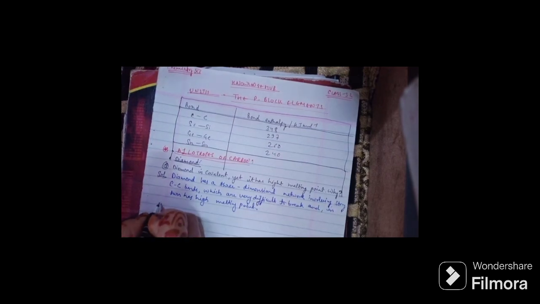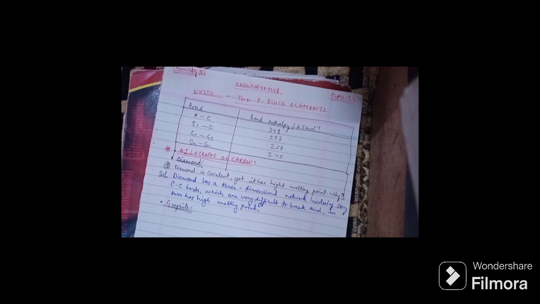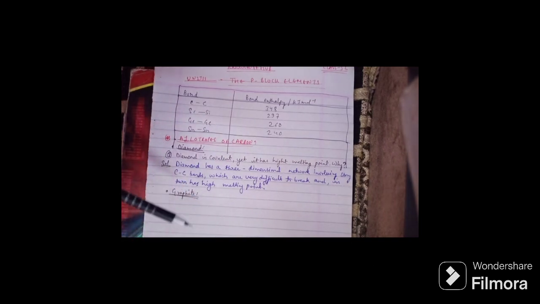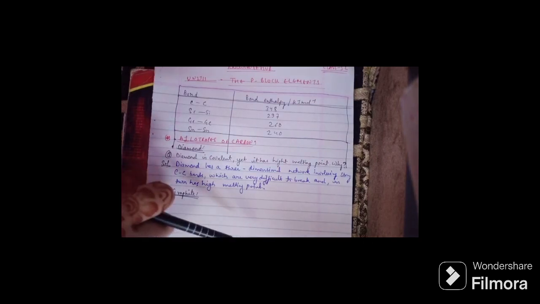Now we'll discuss graphite here. So let's go for it. For graphite, we also have the structure of diamond. We will differentiate the structures of diamond, graphite, and fullerene, so that we'll discuss here.